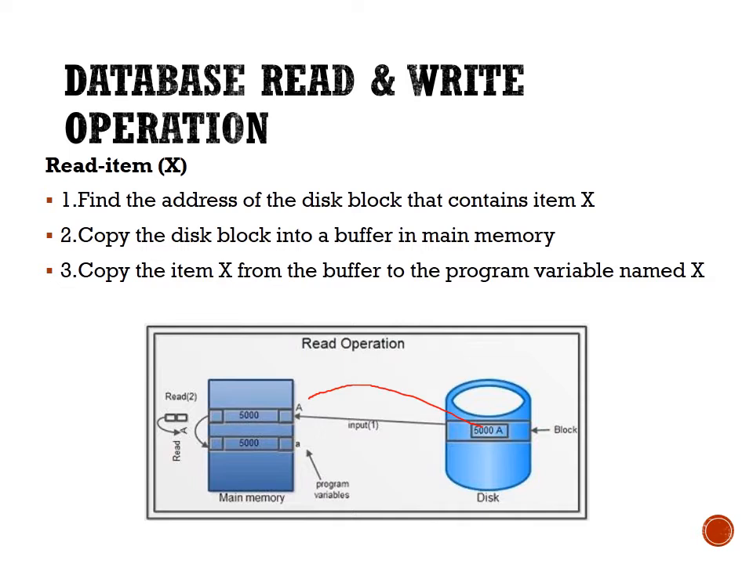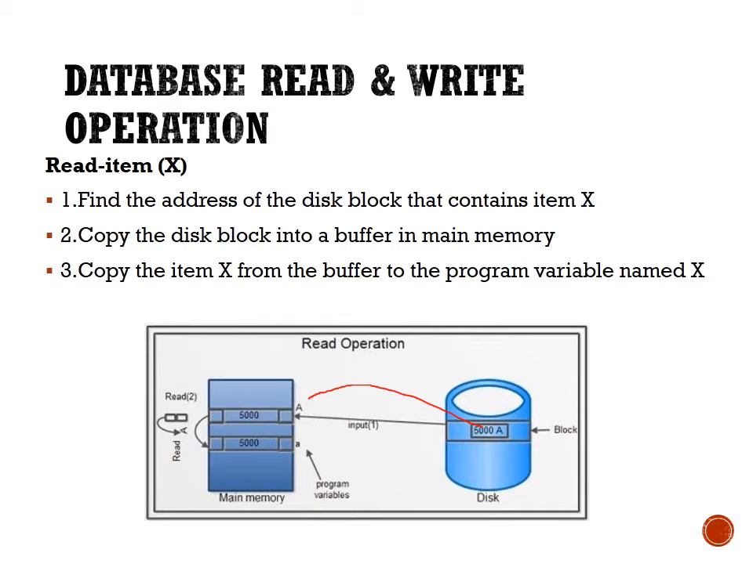So we can say that the database consists of two operations, the read operation and the write operation. This is the step for reading an item from the database. In order to read an item from the database, first you have to find the address of the disk block that contains item X. This is the disk and this is the main memory. All the read and write operations are executed within the main memory. Here in the disk, we are storing the database.